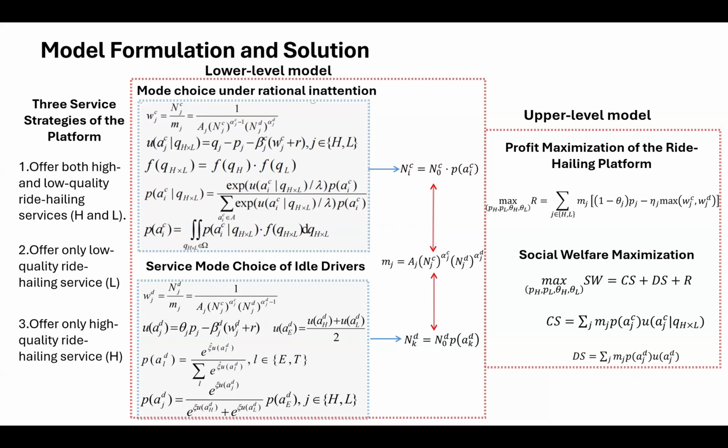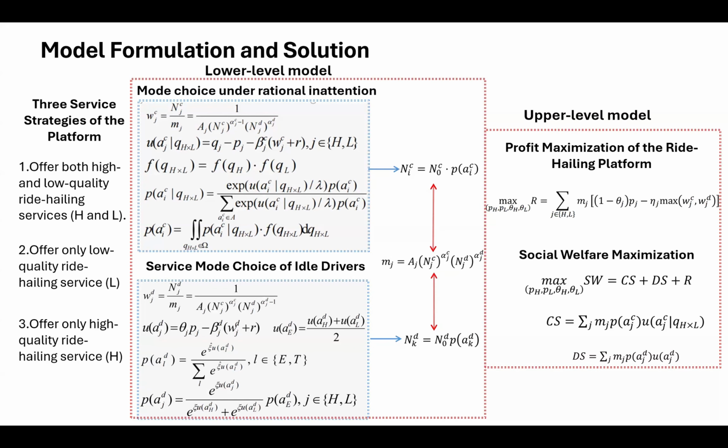In the lower level model, we incorporate a two-sided user equilibrium framework. From the passenger side, we model rationally inattentive passengers and introduce a key variable, W_J^C, representing the expected waiting time for passengers through service J. The utility function, denoted as U, captures the passenger's benefit from selecting service J, given their subjective perception of service quality, with H and L representing high and low quality respectively.